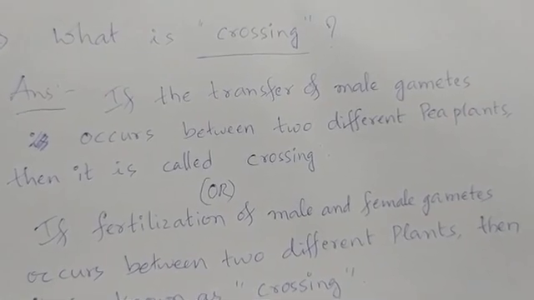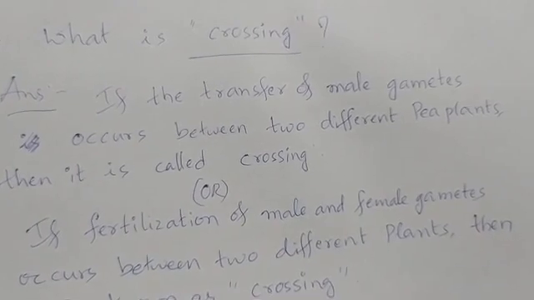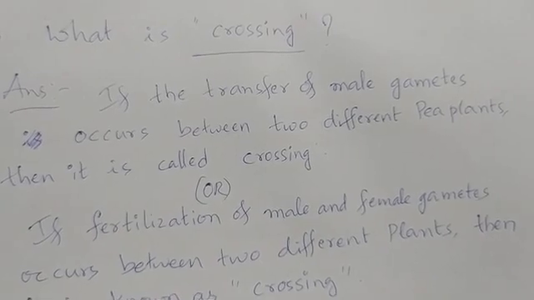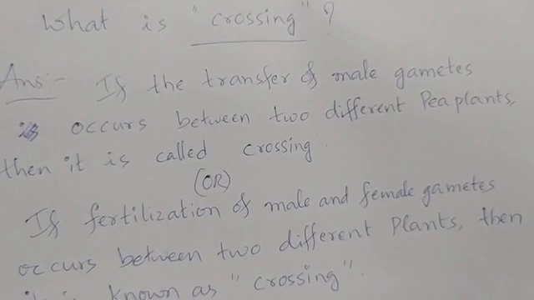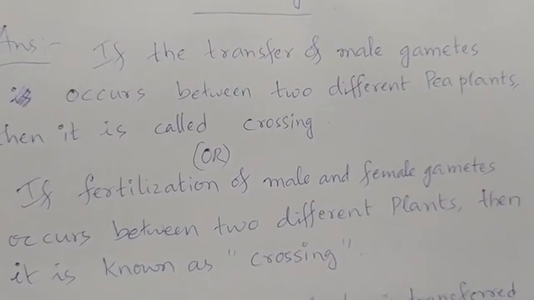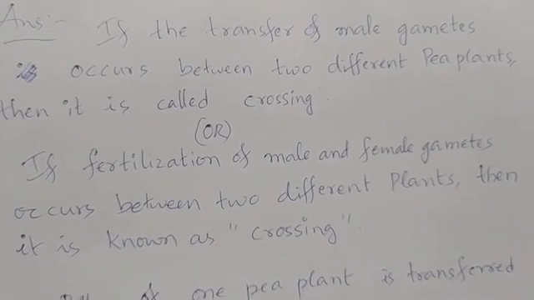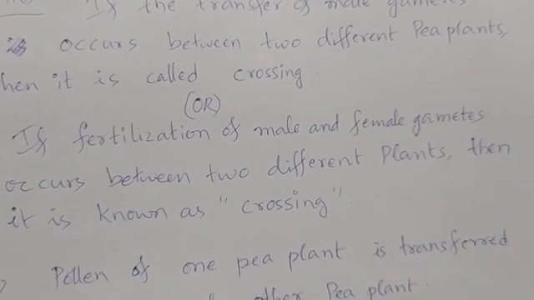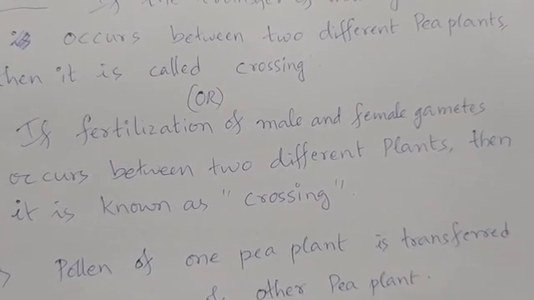We have kept on using the word crossing. What is this crossing? If the transfer of male gametes occurs between two different pea plants, then it is called crossing. Or if fertilization of male and female gametes occurs between two different plants, then it is known as crossing.